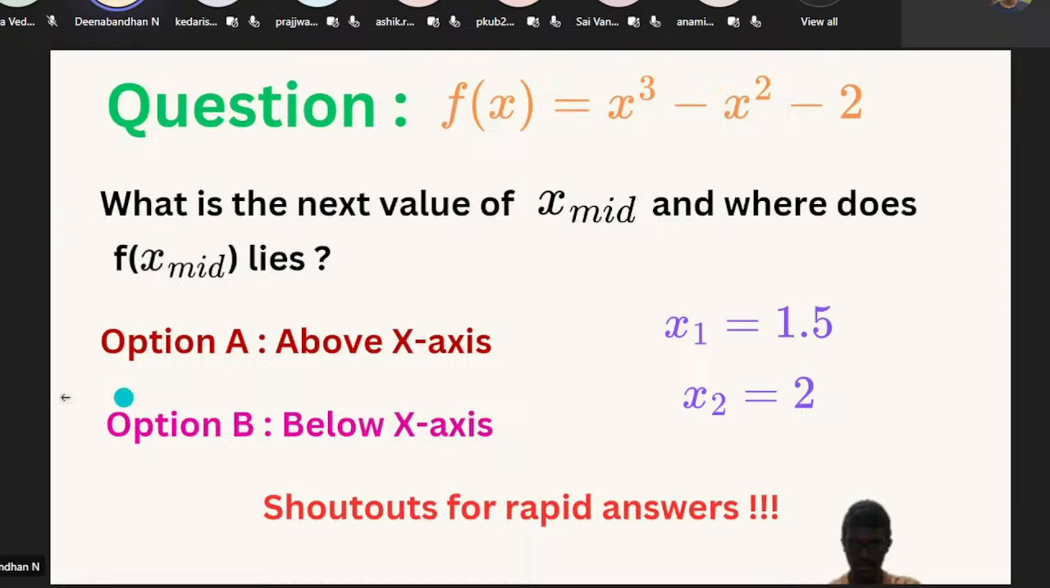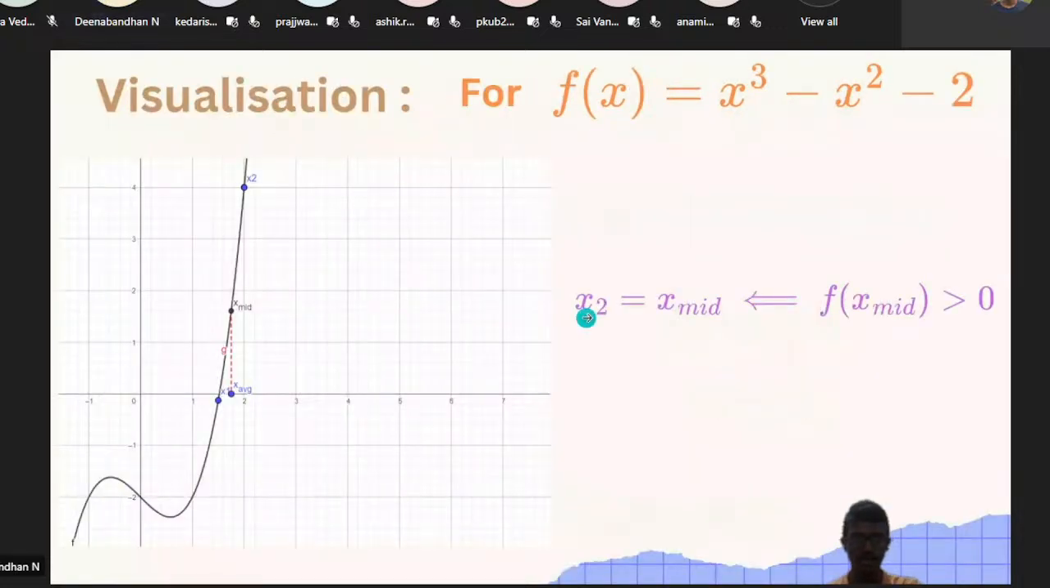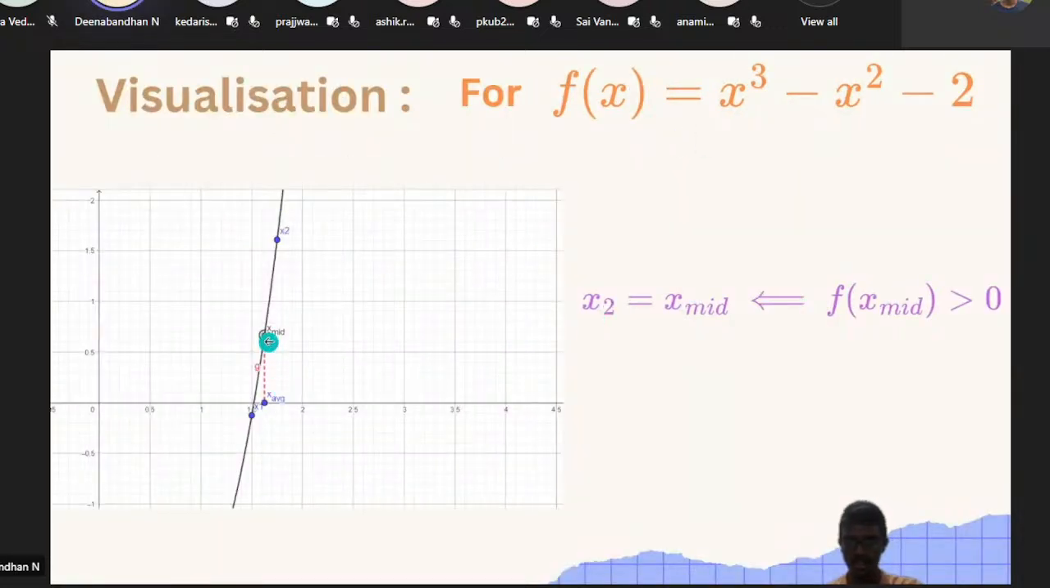So technically the answer is, if you see, this becomes our x mid. X mid is basically 1.5 plus 2 by 2, which is 3.5 by 2, which is 1.75. So x mid lies somewhere here. If you draw vertically to the curve, the function value lies in the part above the x-axis. So you have to replace the previous x2, which was positive, with this x mid. I have to move this point to here.